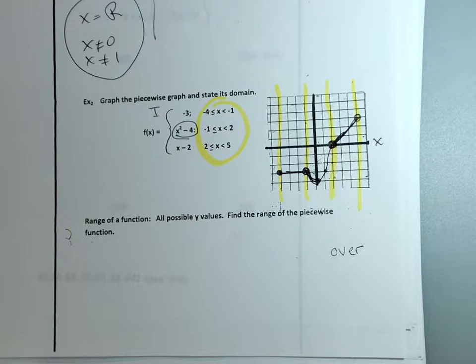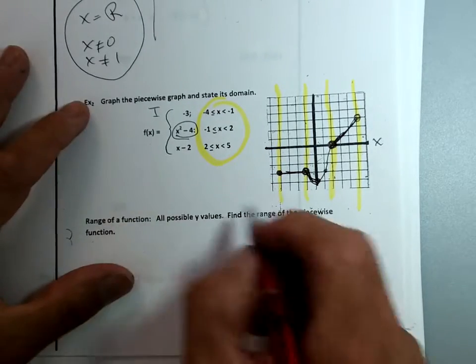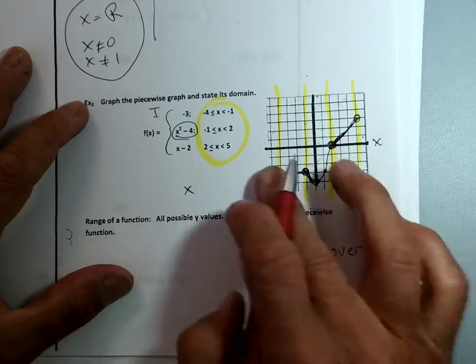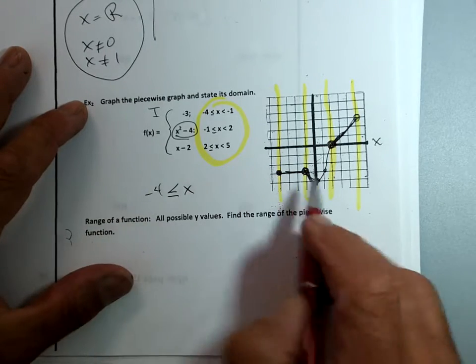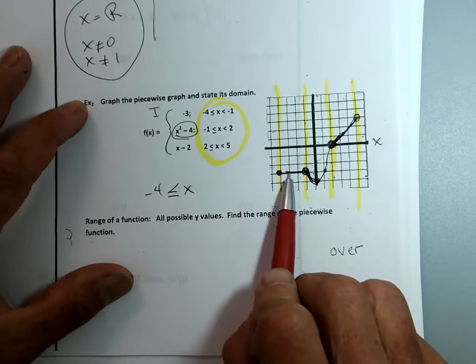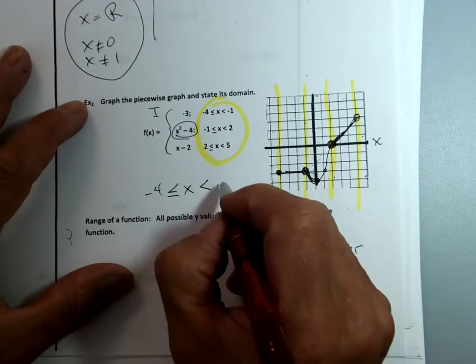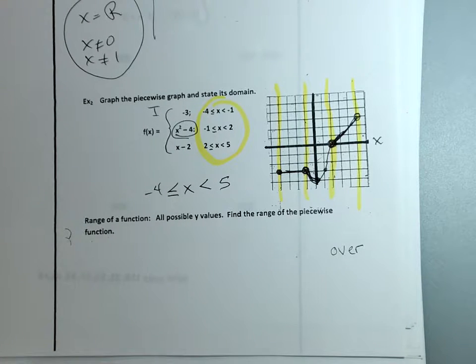Now, what about domain? How wide is our graph? It's less than 5. So x is greater than or equal to -4, because it starts at -4 and slides over, but it's less than 5. Okay, you want to see a cool trick? Of course you do. Here is your domain.